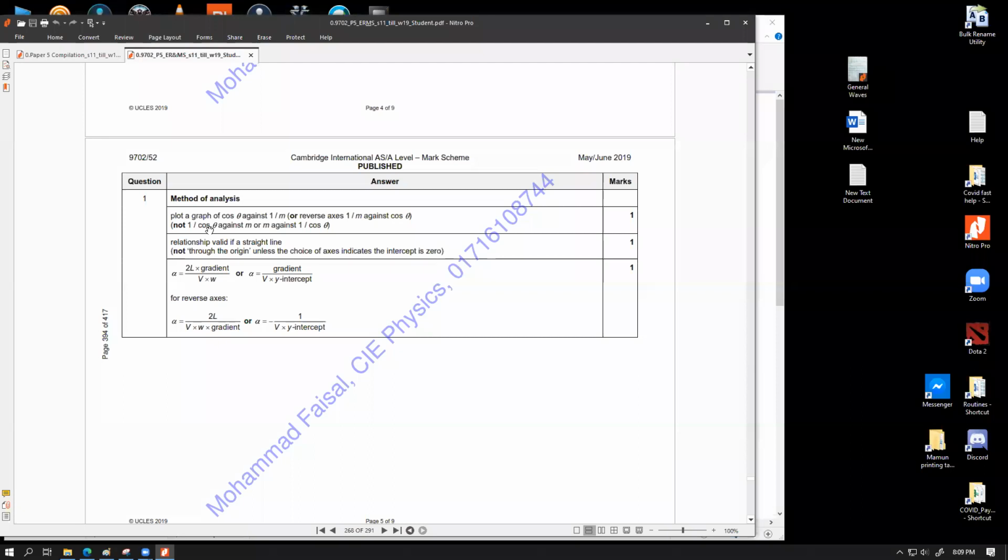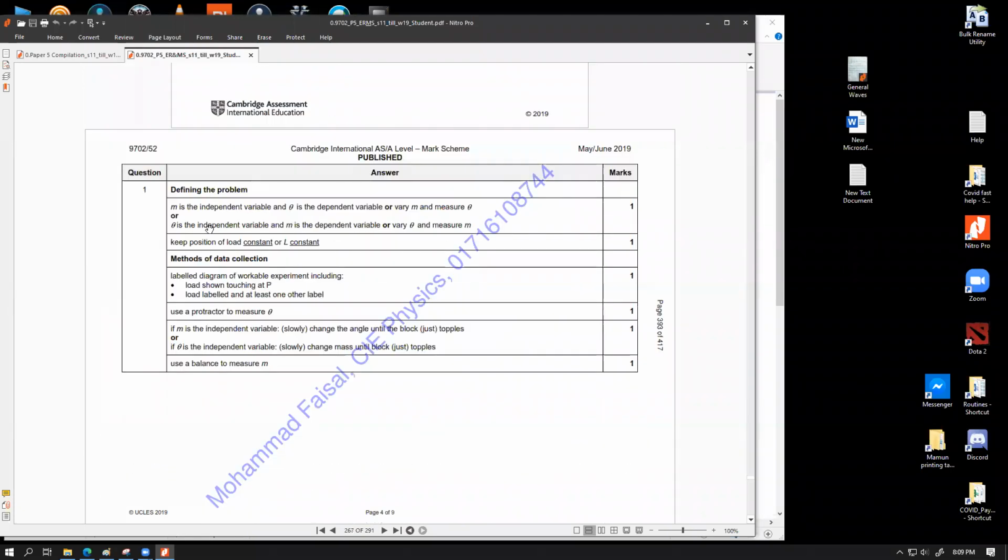Plot a graph of cos theta against 1/m or reverse. M is the independent variable, theta is the dependent variable, or vary m and measure theta, or theta is the independent variable and m is the dependent variable. Okay, you can use them alternately. Keep position of the load constant or L constant. So in this case, they have considered L as a constant. If you ask me for control variable, I would go for one other thing, that we use the same block for all the readings, which is obvious, and also keep the L constant throughout the experiment.